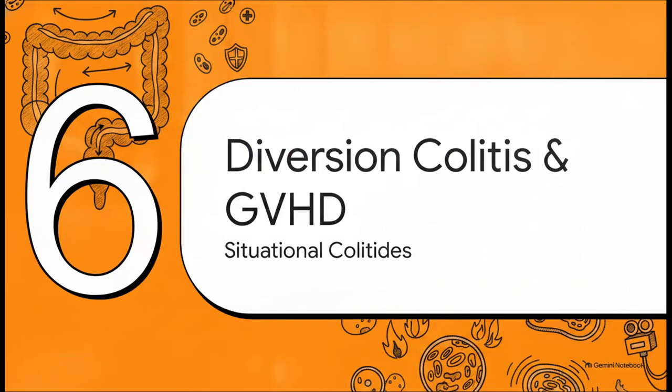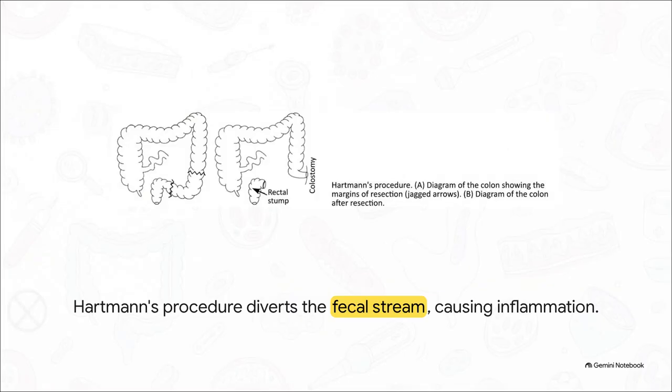We've made it to our final section, Section 6, Diversion Colitis and GVHD. Picture this. A patient undergoes a Hartmann's procedure for severe diverticulitis, or maybe rectosigmoid cancer. The surgeon resects the diseased bowel and creates a colostomy, but they leave behind a disconnected, completely unused rectal stump. Because the fecal stream is now diverted away, this unused segment actually becomes inflamed.